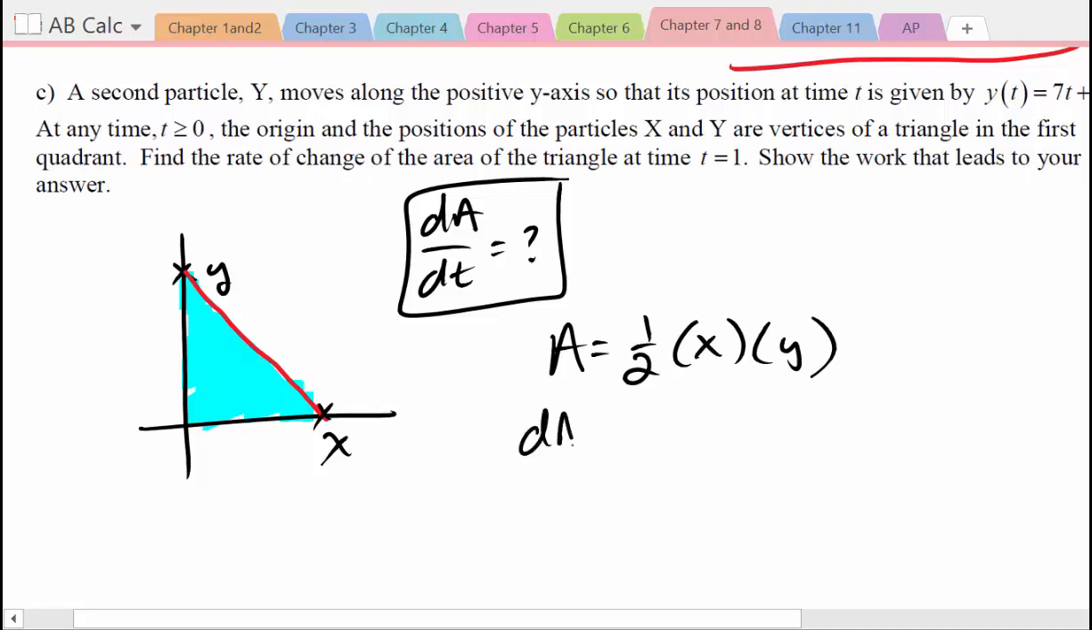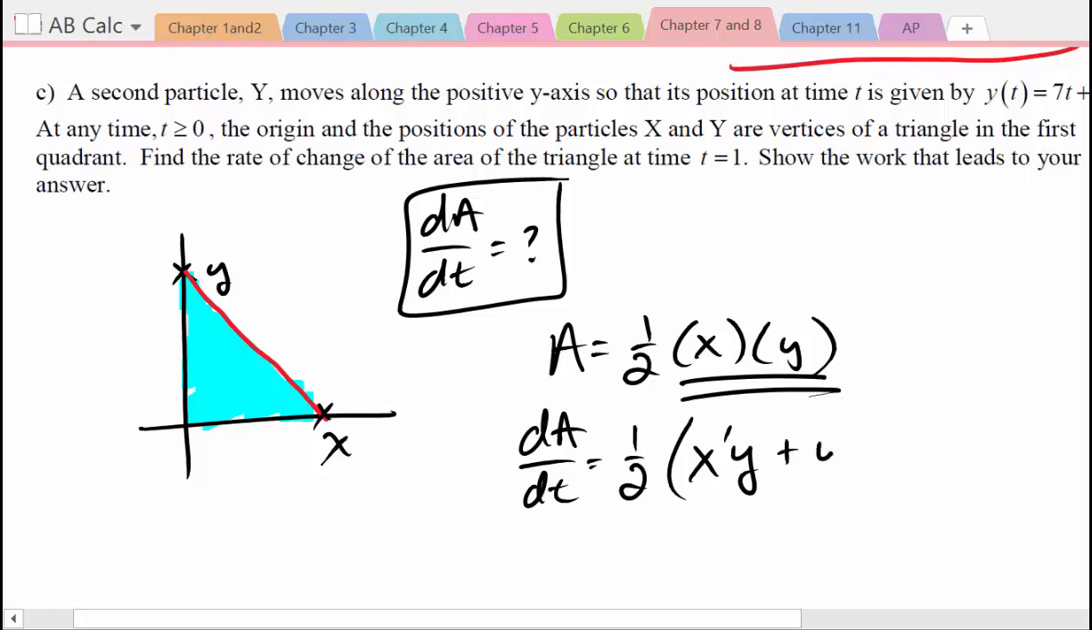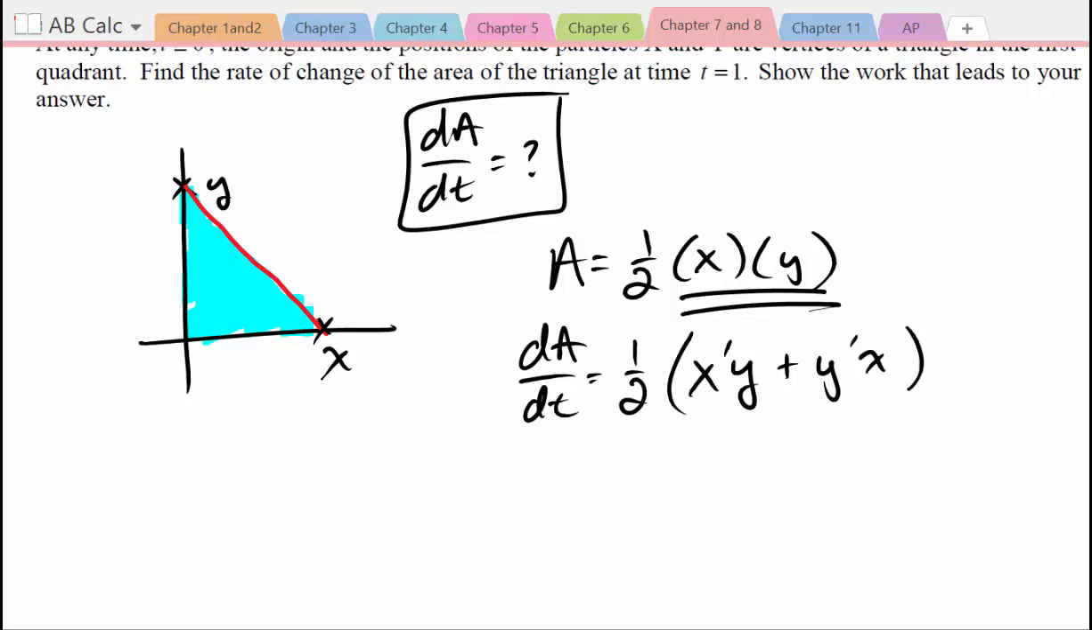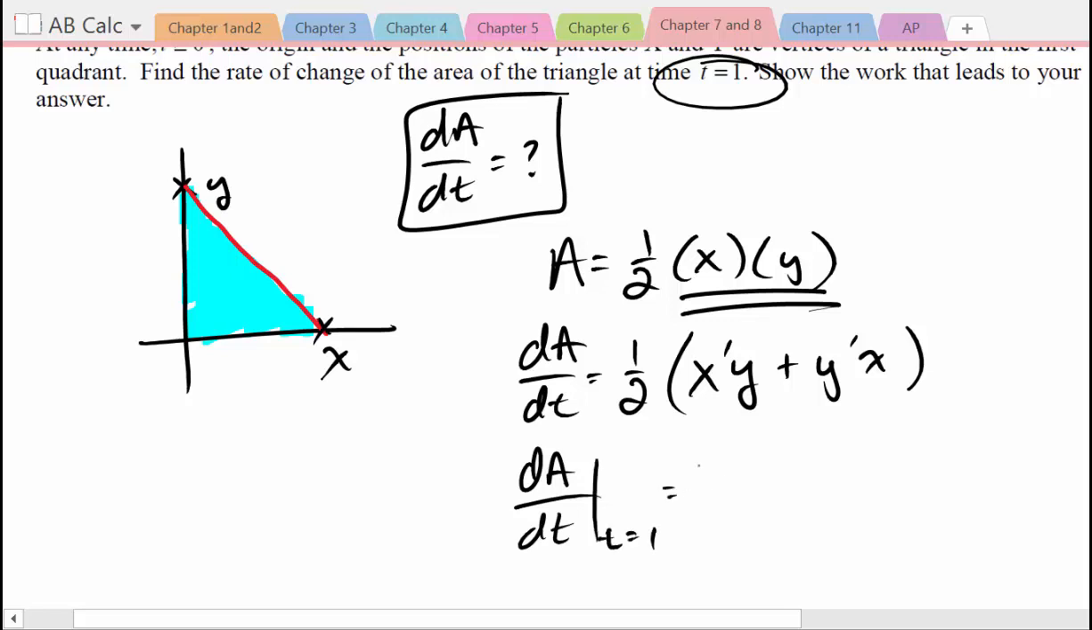Therefore, when I take the derivative with respect to t, I'm going to take 1/2, and then comes the product rule: x prime y plus y prime x. This is looking specifically when t was equal to 1. So dA/dt when t equals 1 is 1/2 times x prime of 1 times y of 1 plus y prime of 1 times x of 1.